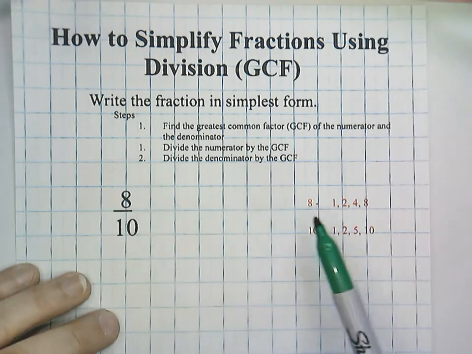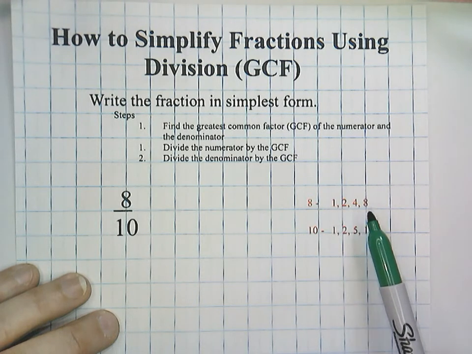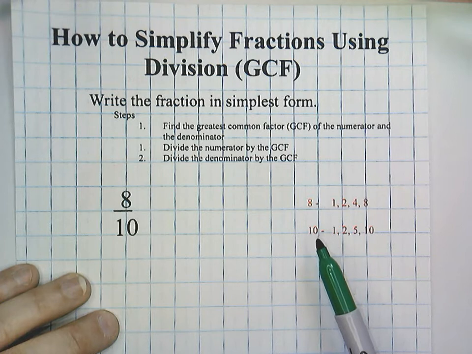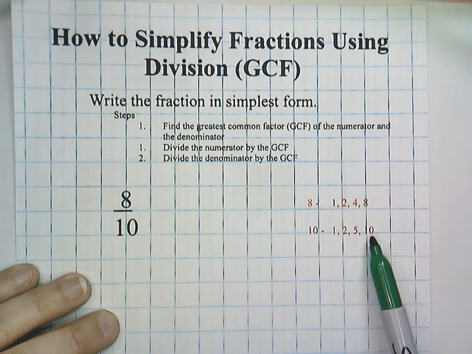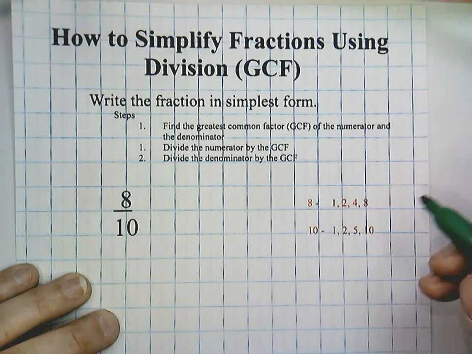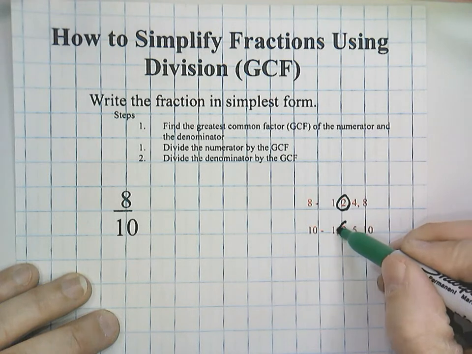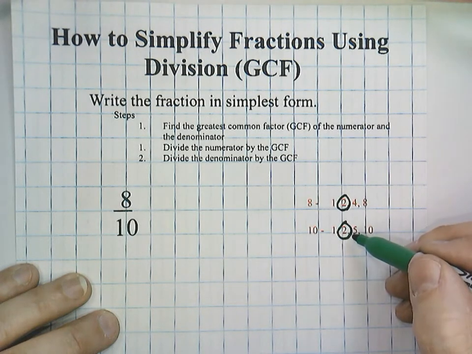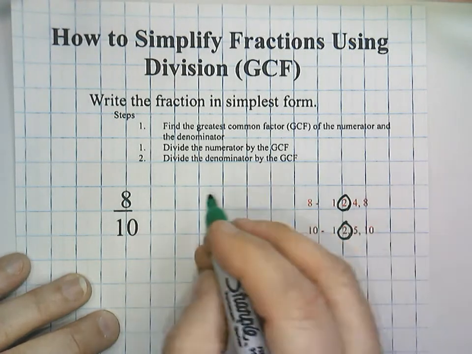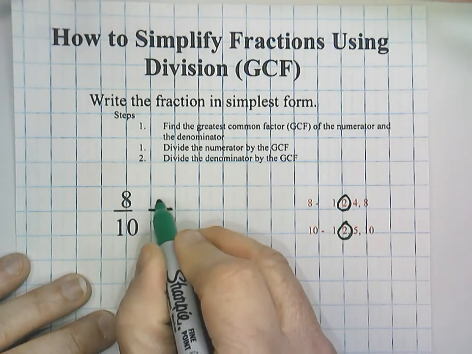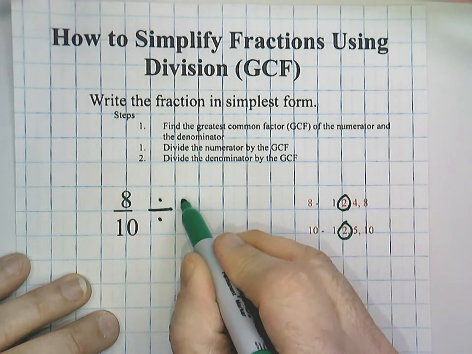So 8/10, our factors for 8 would be 1, 2, 4, and 8. Factors of 10 would be 1, 2, 5, and 10. The greatest common factor for 8 and 10 would be 2. So that was step 1. The next step is to divide. And we're going to divide it by the 2.